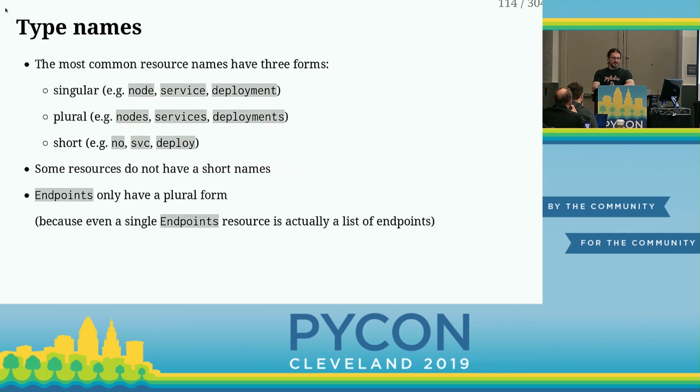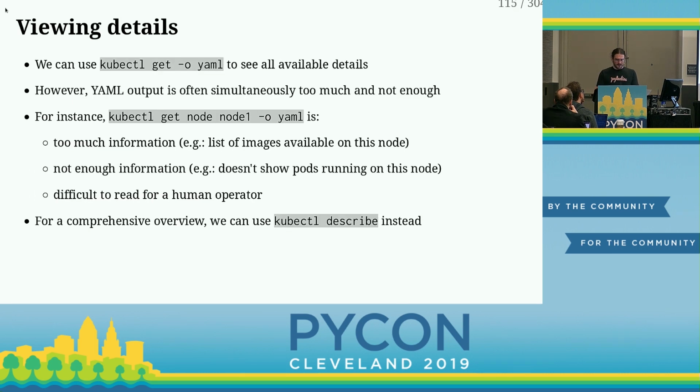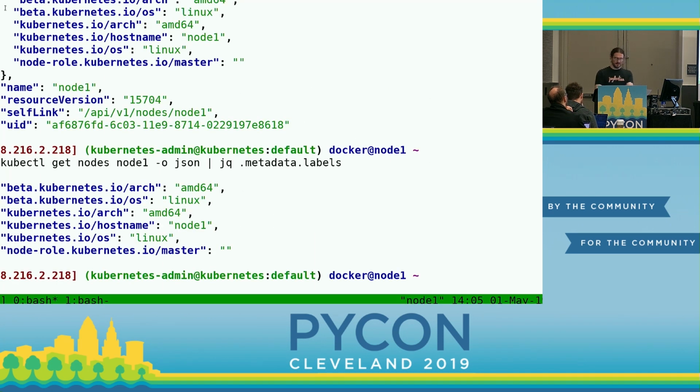So, yep, I told you about the fact that we had plural form, singular form, short form. That's great. We can get some details. And I said, okay, so we have JSON, YAML, but we also have another form, which is kubectl describe. It's a different verb because it's going to consolidate information coming from multiple places.